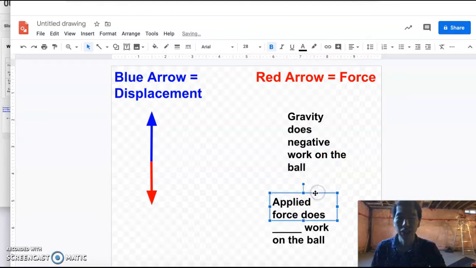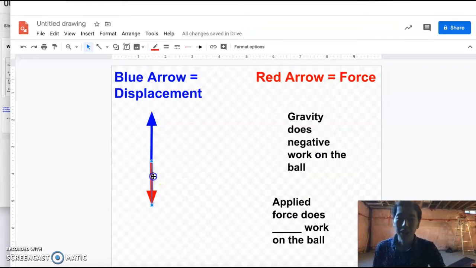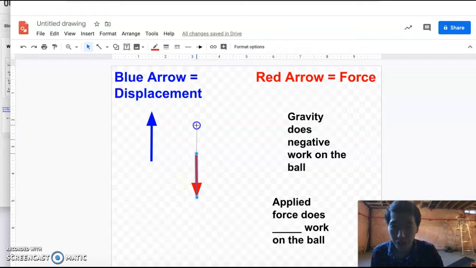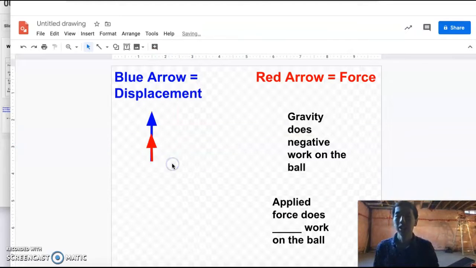Now I can ask the same question about my applied force. My applied force was up, and the displacement does not change. The displacement is still up. So now if I draw these tail to tail, what's the angle in between those two arrows? Well, they're pointing in the exact same direction. So the angle between them is 0 degrees.